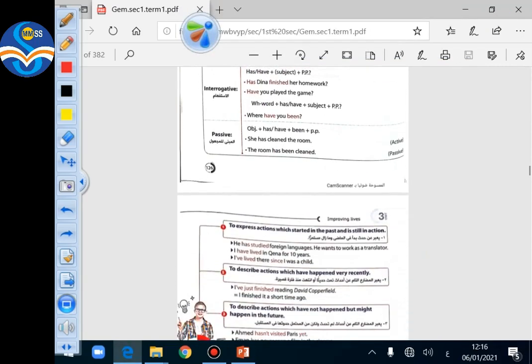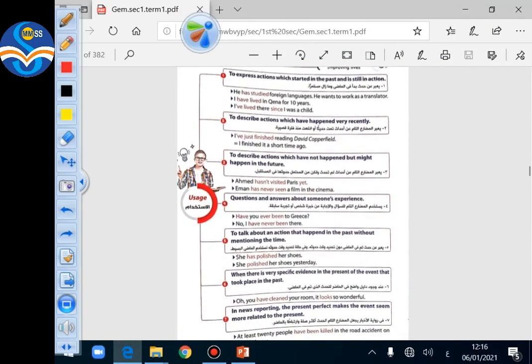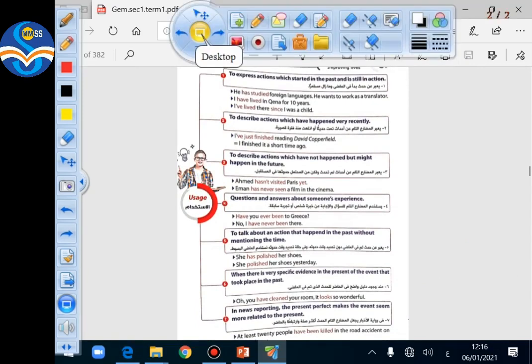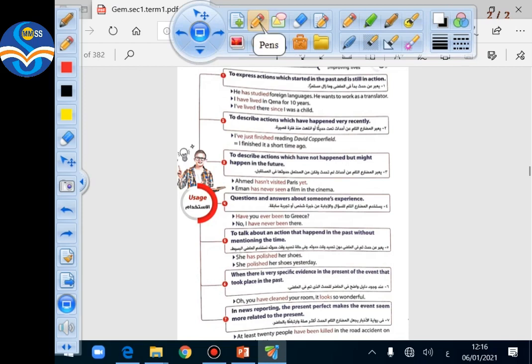So let's move to the usages of the present perfect. What are the usages of the present perfect? Like, when do I speak using the present perfect in my sentences? The first usage is to express actions which started in the past and are still in action. In other words, to express the actions that happened in the past and are still affecting till now.